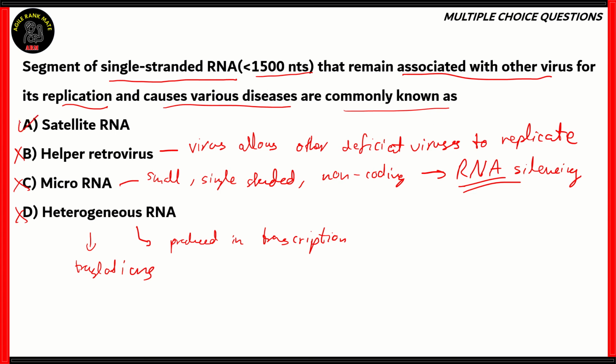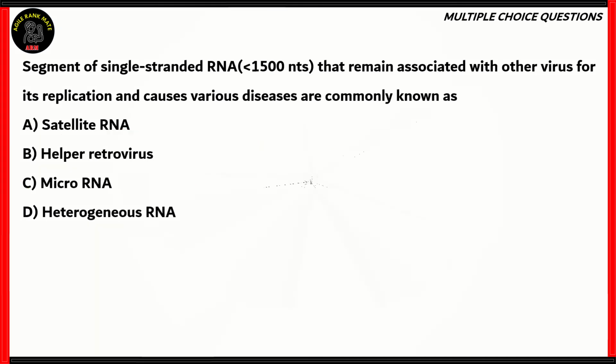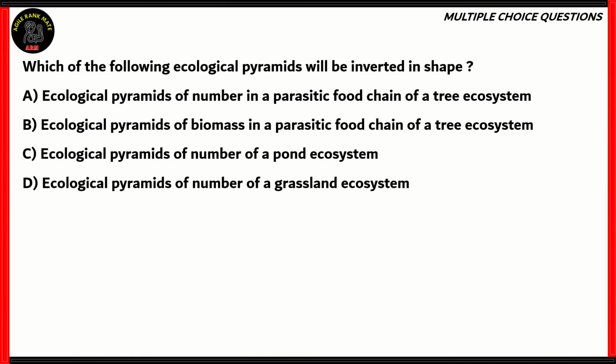The right answer is option A, satellite RNA. Satellite RNA is single-stranded and it's associated with other viruses in order to replicate itself, and it causes various diseases. So therefore satellite RNA is the correct option for this question. Let's look at the next question.